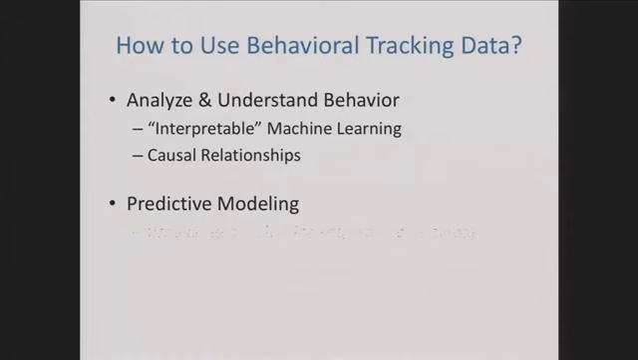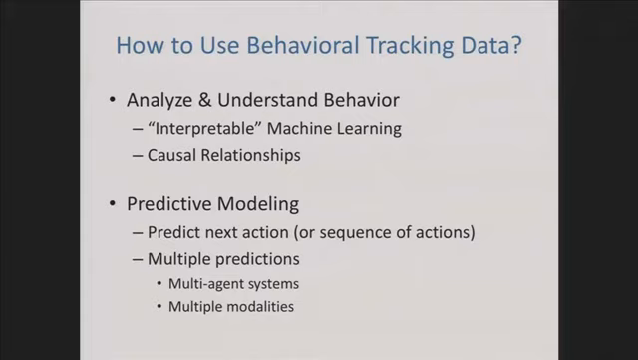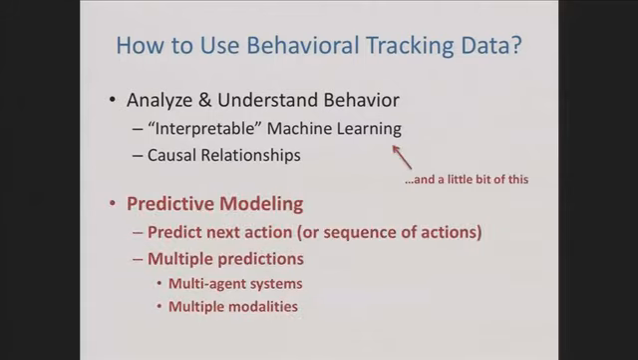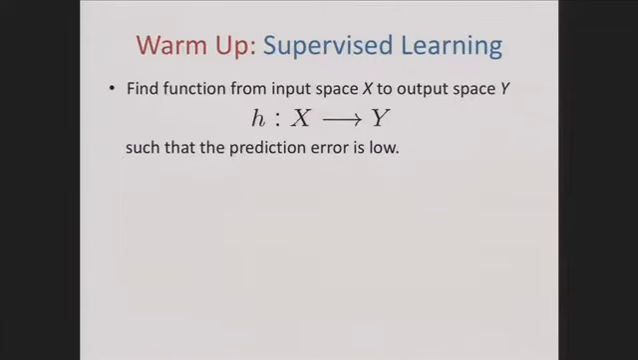Predictive modeling includes things like, given the current state or the current sequence of actions this agent has taken that we've observed, can we predict the next action or sequence of actions that this agent will take? And we can also think about more complicated settings in predictive modeling, including modeling multi-agent systems or multiple modalities. In this talk, I'll be mostly focused on the second half with just a little bit of the top half.